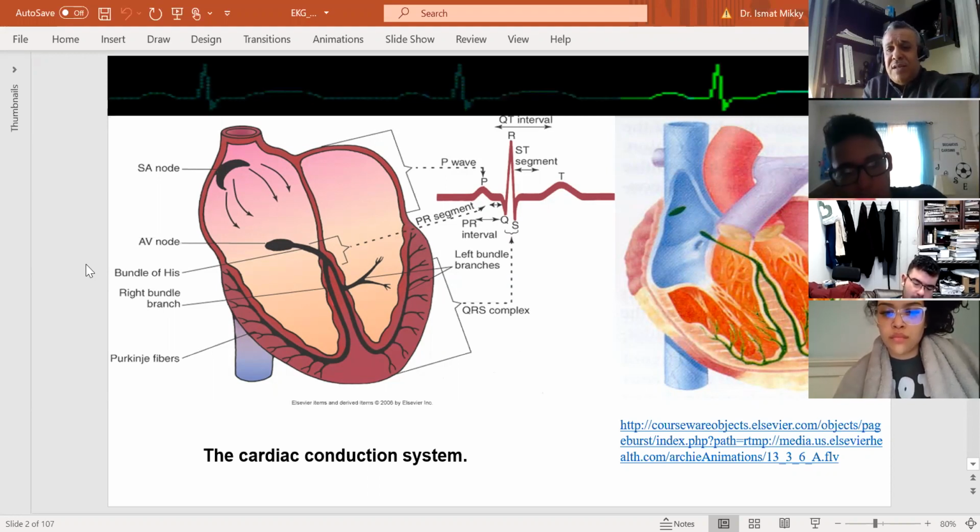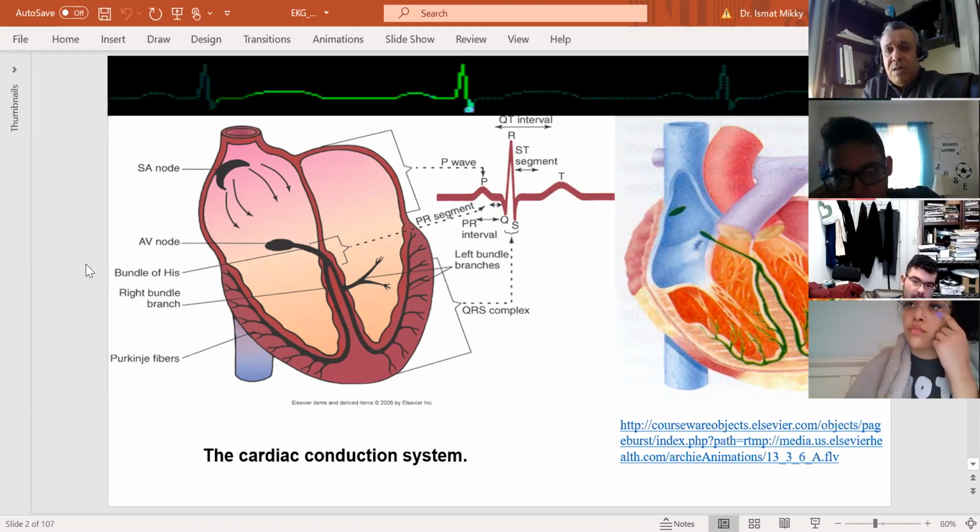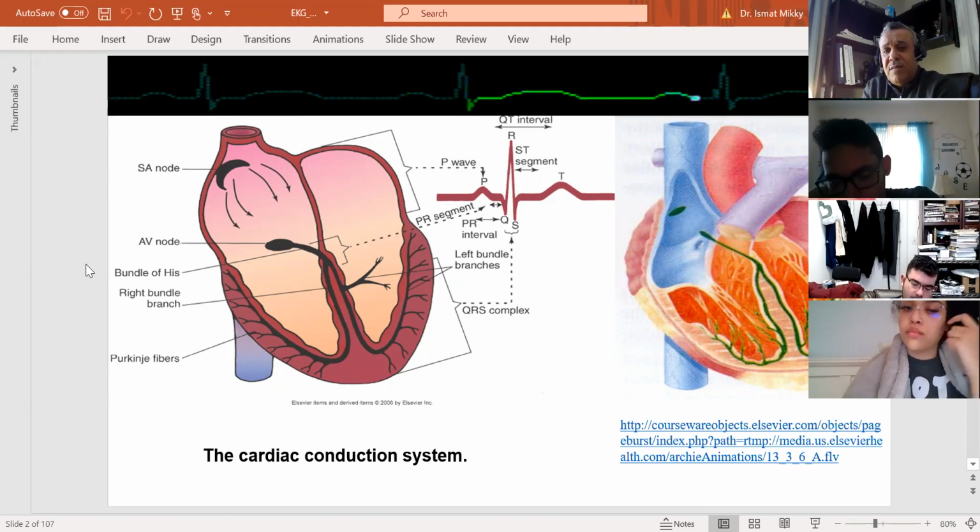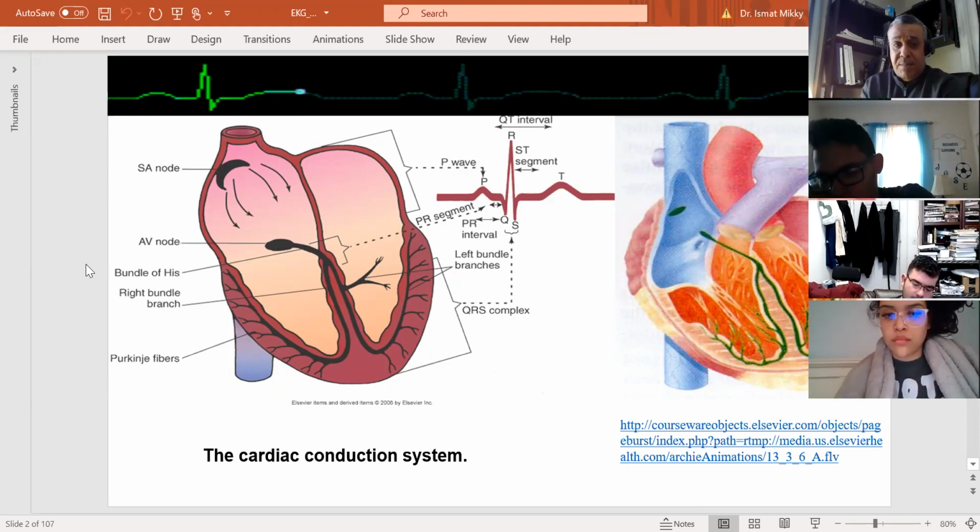If the SA node fires the impulse at less than 60, then that becomes a bradycardia, which here we call sinus bradycardia. If the SA node fires the impulse at higher than 100, then it becomes a sinus tachycardia.